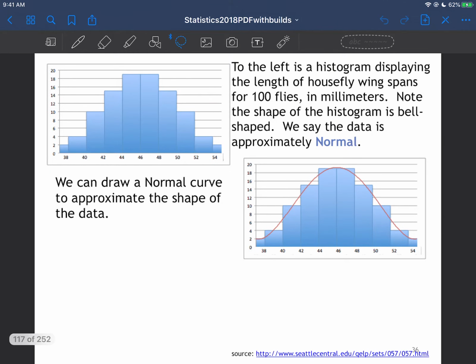We can draw a normal curve to approximate the shape of the data here. So you can see my curve here in red, which gives us sort of a perfect idea of what the shape of the data is. And we're going to use normal curves this week to give information about data.